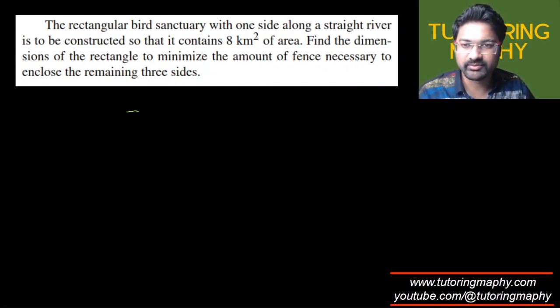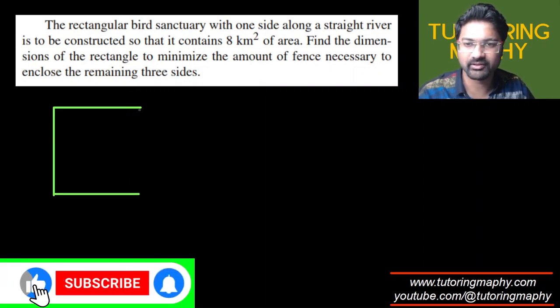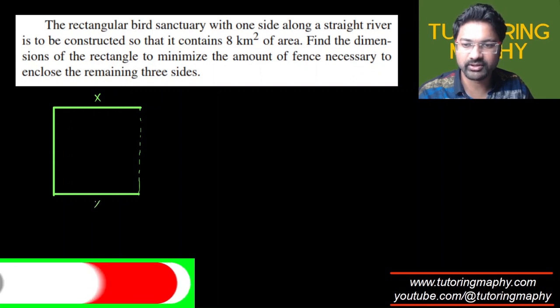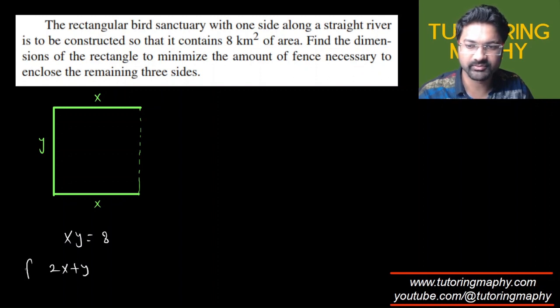So the situation is something like this. We have a rectangular sanctuary which is bordered on one side by water. So no fencing is required there, and the other three sides require fencing. The condition is the area is 8, xy is 8, and 2x plus y, which is the fencing, is something which we have to optimize. So this is the optimization function.